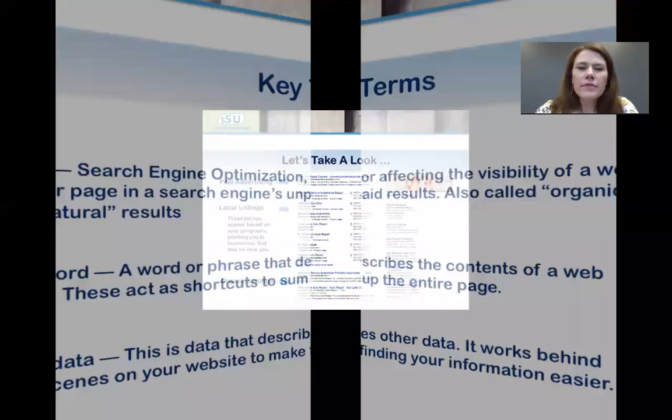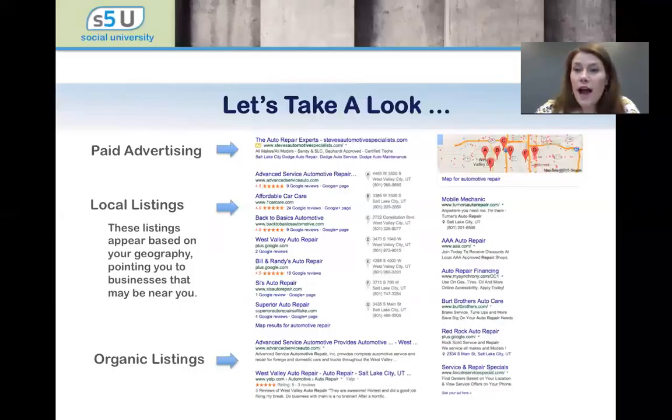So let's take a look at how search results play out. There's basically three main components when you do a search. Up at the very top, you're going to see paid advertising. You can see this is a search we did for auto repair. The very top one is the auto repair expert, Steve's Automotive Specialist.com. Steve's Automotive Specialist has paid for a pay-per-click campaign, Google AdWords, to be listed there at the top.